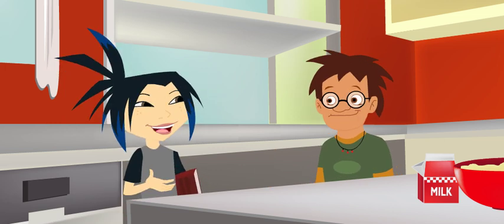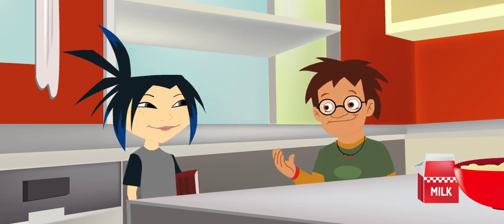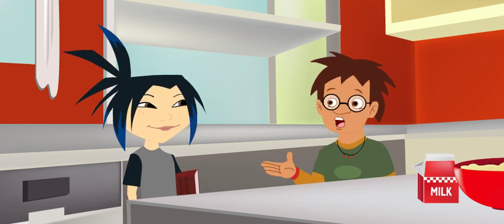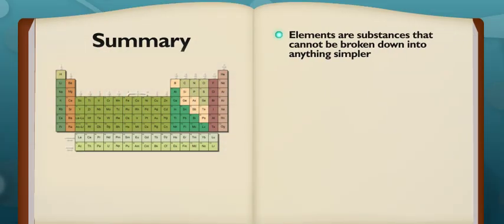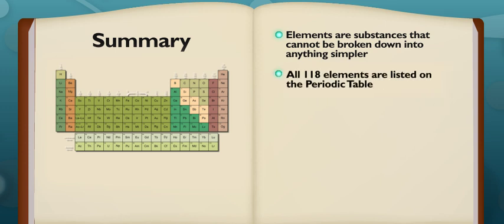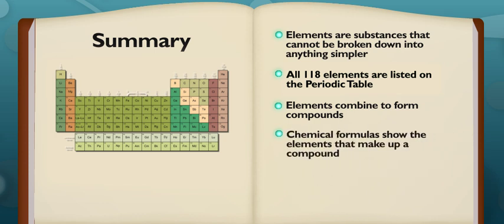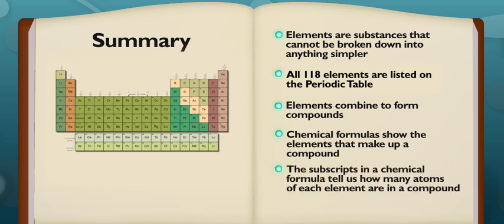See? Now it's your turn to explain, Sam. All right, let's see if I've got the art of elements and compounds down to a science. An element is as simple as it gets. Elements are substances that can't be broken down into anything simpler. There are 118 elements, and they're all listed on the periodic table. Elements are combined to form compounds, totally different new substances. The recipe for a compound is called a chemical formula. Chemical formulas show the symbols for the elements that make up a compound, and subscripts that tell us how many atoms of each element are needed to make the compound.